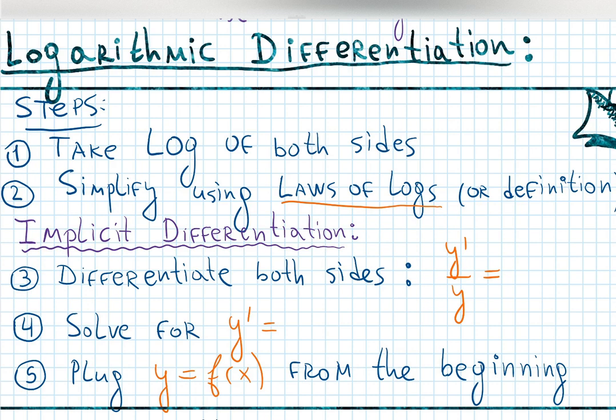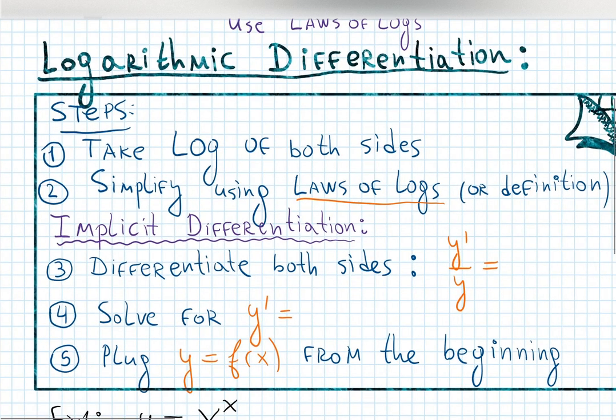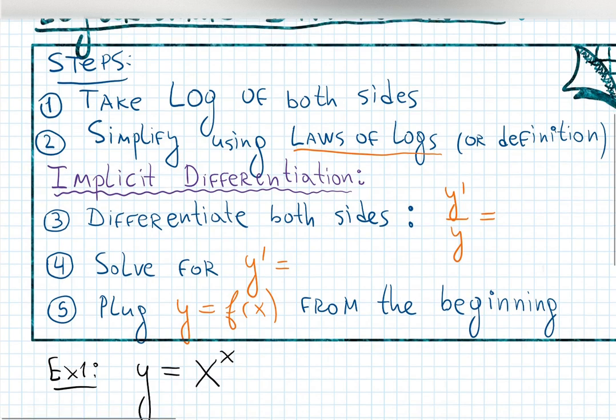Third step, you differentiate both sides, and now implicit differentiation starts. Since the left-hand side will be log, the derivative of the left-hand side will be 1 over y times y prime. You want to solve for y prime, and at the end there will be an extra step. I will show you an example. You will see what's going to happen at the end.